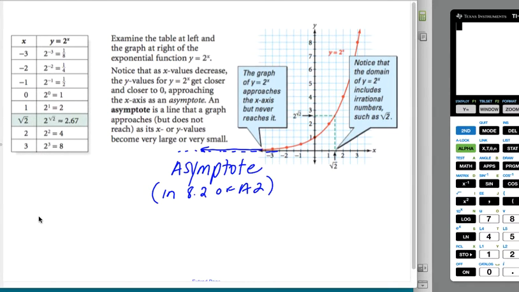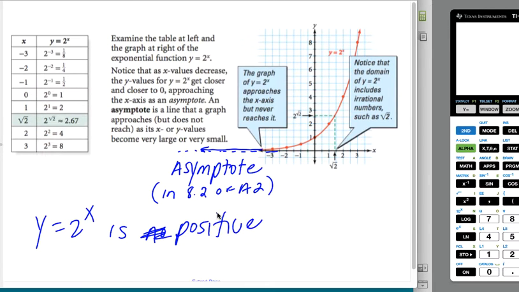But one thing I want you to notice is that y equals 2 to the x is positive. I don't even have to say non-negative. It's never 0, so it's always going to be positive. It's going to get really, really small, but it's never 0. It approaches 0, but it's never actually 0. In a second we're going to talk a little bit about the domain and the range of these graphs. But again, this is an asymptote. It's a line that the graph approaches and gets very, very close to, but doesn't actually reach, okay?